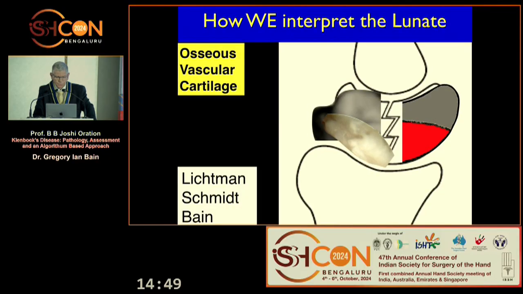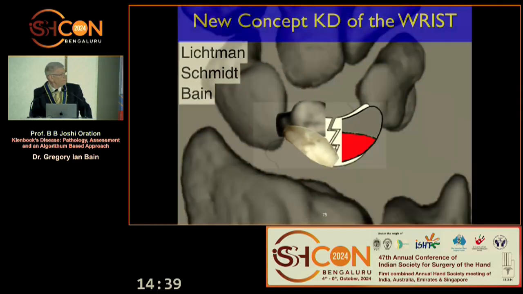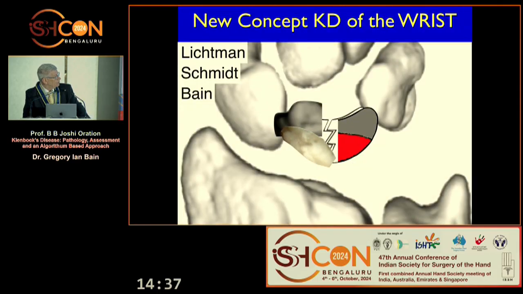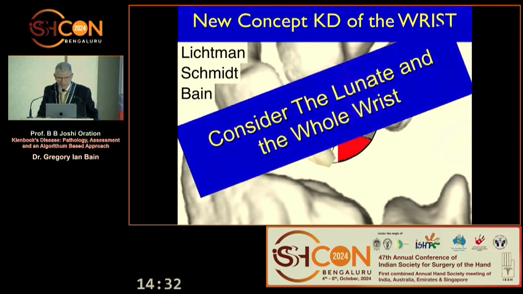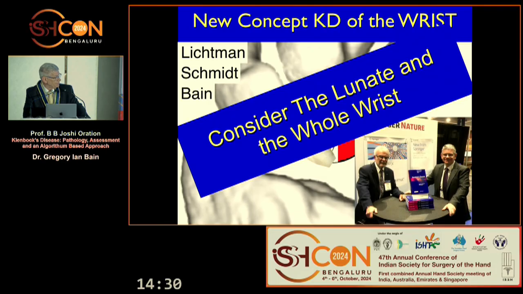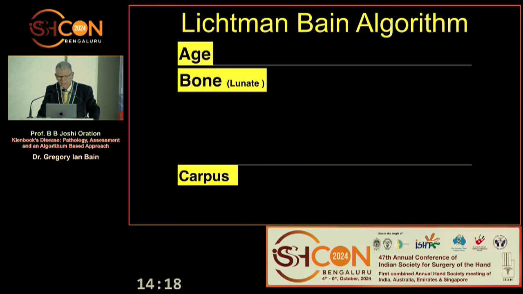But what we would interpret was the osseous changes, the bone changes, so osseous, vascular and cartilage changes of the different classifications, and we created a new concept of Kienbock's disease which includes all three of these factors. And what's important is it includes these factors, but it includes the lunate plus in fact the entire wrist. It's not just a disease of the lunate, it's primarily a disease of the lunate and secondarily a disease of the wrist.